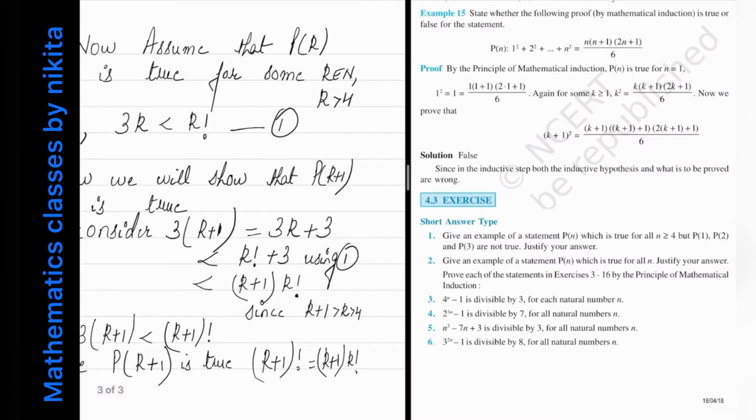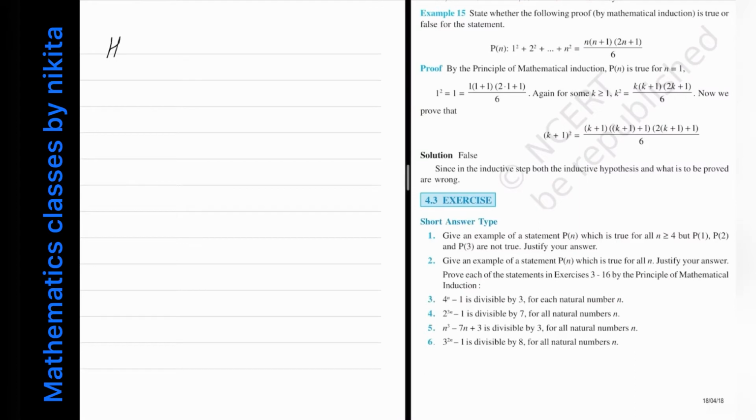आपने इतना कर दिया. So hence by PMI, so this is my principle of mathematical induction. PMI ये कहता है, PMI is a theorem, ठीक है. So hence by PMI, P of n is true for all n greater or equal to 4. So this is how, see, principle of mathematical induction के जो questions हैं उनमें आपको इसी तरह से लिख के सारा समझाना पड़ेगा, ठीक है.